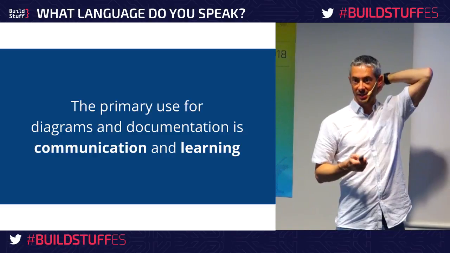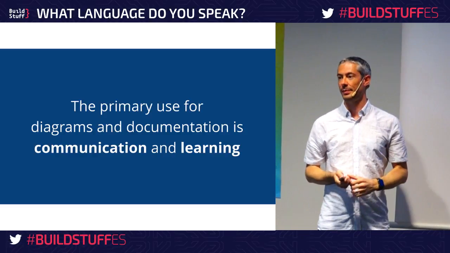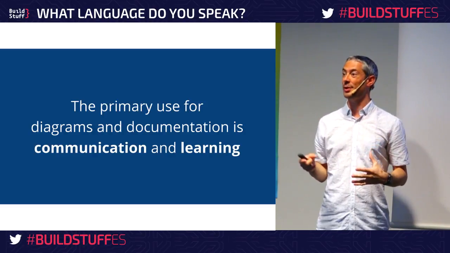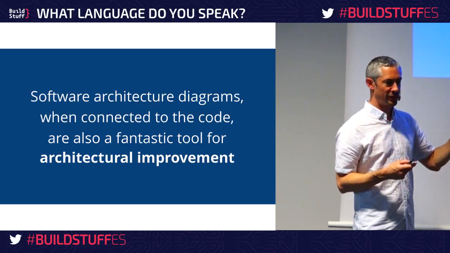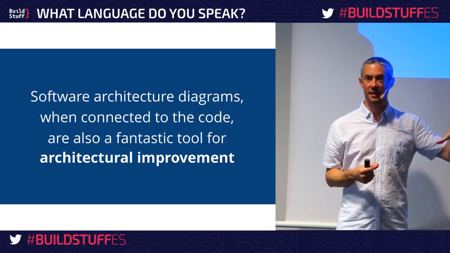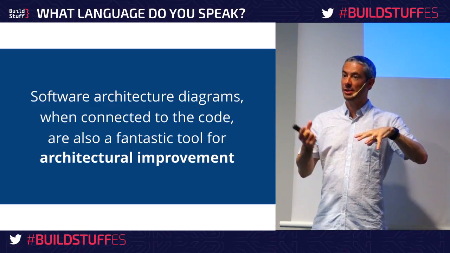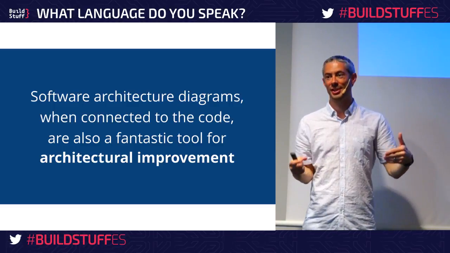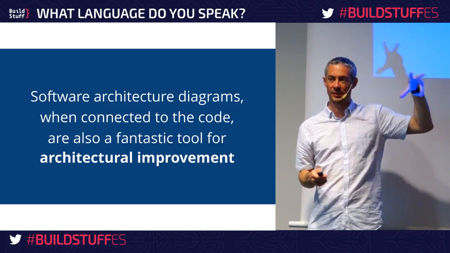So the primary use of documentation, of course, is for communication and learning. Here is what we have built. This is how it works. And this is great for new joiners to teams, of course. There's another secondary use that we're not going to talk about too much today, but if you do have a set of diagrams that are connected to your code somehow, you can use them as a basis for doing architecture refactoring and just generally architecture improvement. That's a really interesting use that we don't often think about.